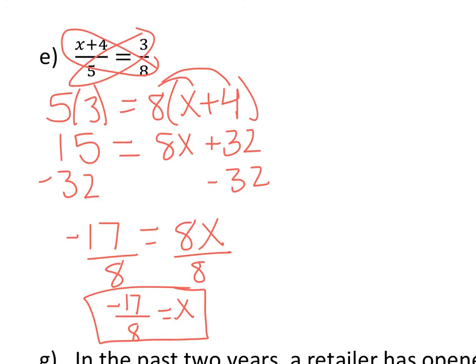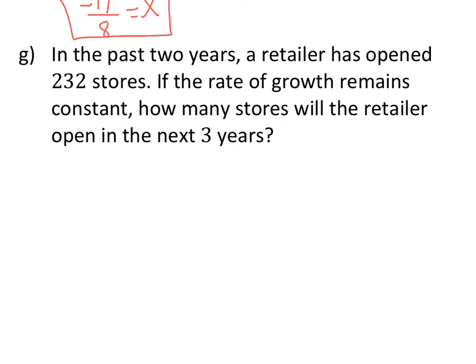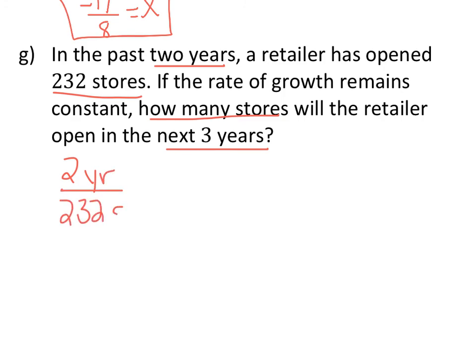Letter G. In the past 2 years, a retailer has opened 232 stores. If the rate of growth remains constant, how many stores will the retailer open in the next 3 years? So we had 2 years and 232 stores. I'm going to set up a proportion. First is my ratio, 2 years to 232 stores. And I also am given 3 years. I'm going to line up 3 years so it's on the top to match with my 2 years, which means x would go on the bottom.